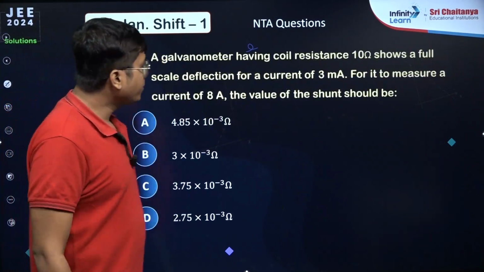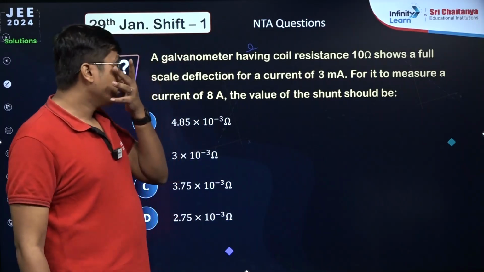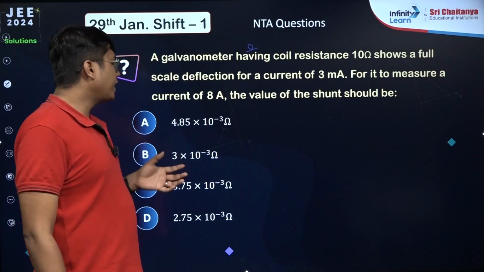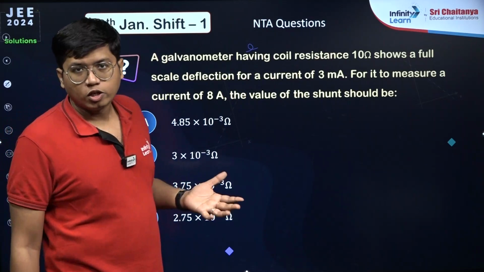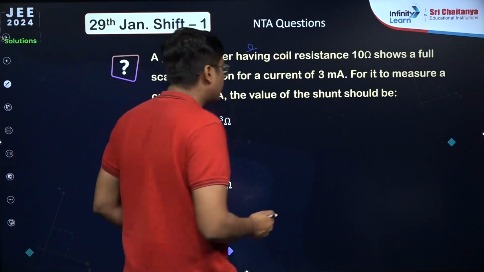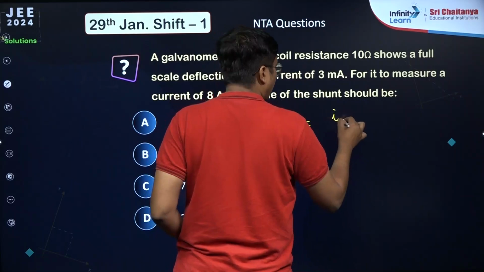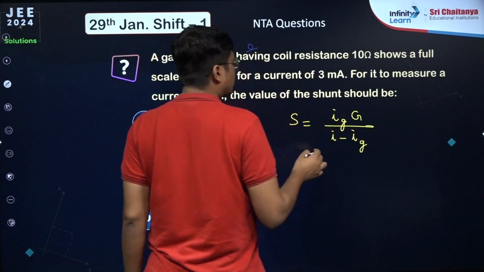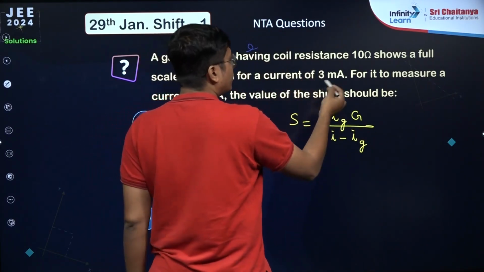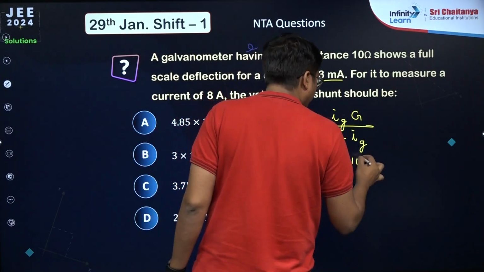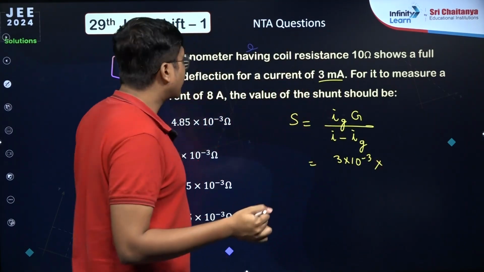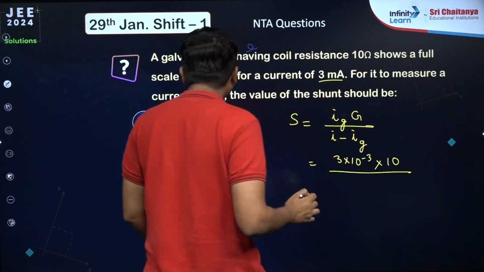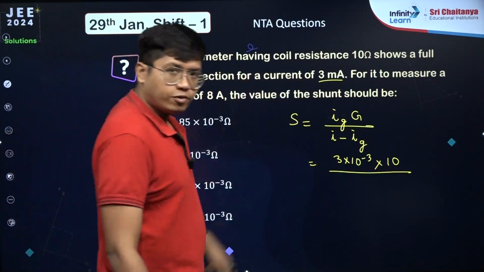Next question says that a galvanometer having a coil resistance of 10 ohms shows a full scale deflection for a current of 3 milliamperes. For it to measure a current of 8 amperes, what is the value of the shunt? So pretty straightforward direct formula for a shunt resistance. S is equal to Ig into G divided by I minus Ig. Put your values in here. Ig was 3 milliamperes, so 3 into 10 to the power minus 3, multiplied with the galvanometer resistance, which was 10 ohms, divided by I minus Ig, which is 8 minus 3 into 10 to the power minus 3.